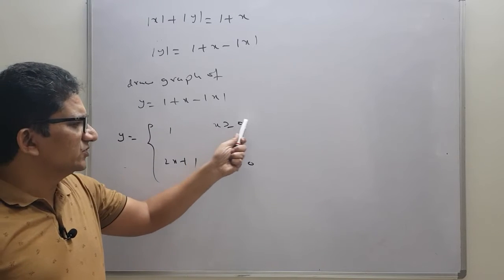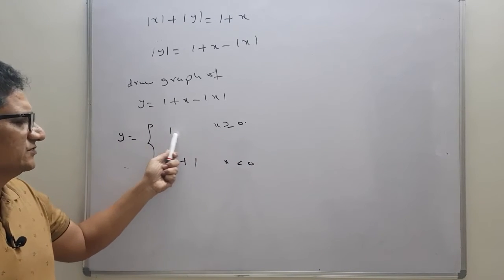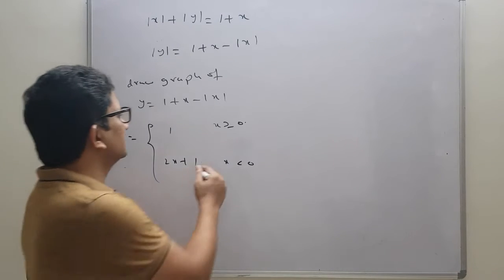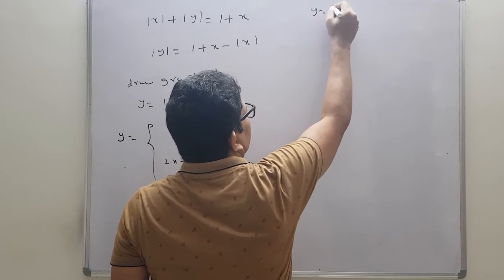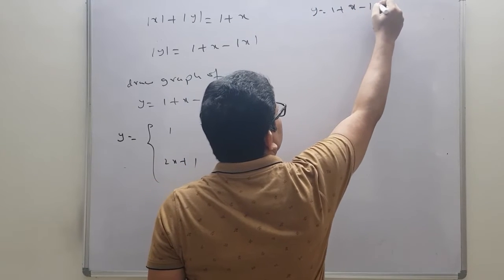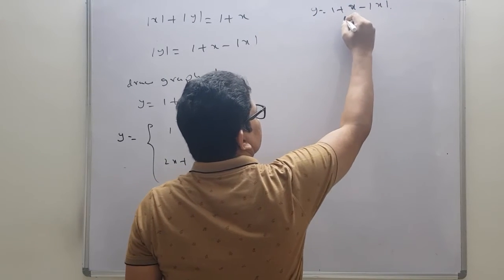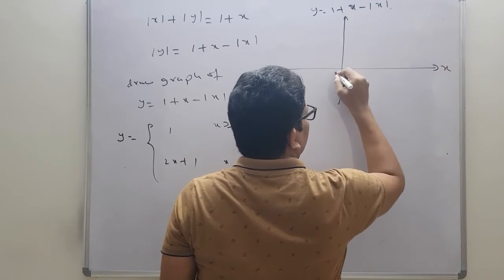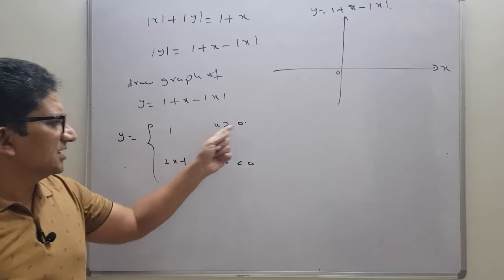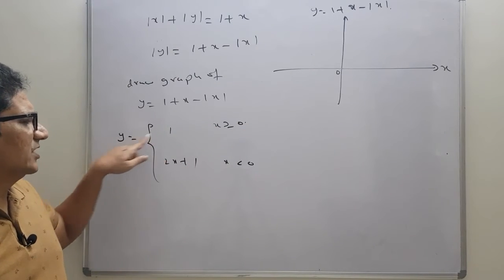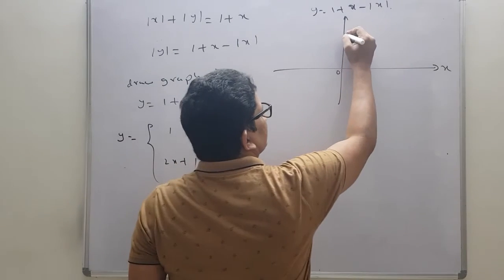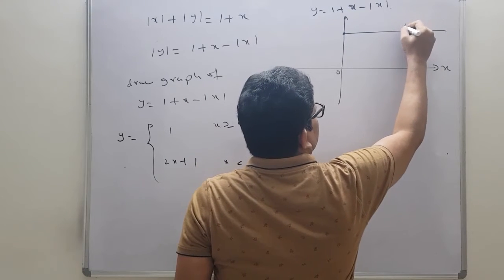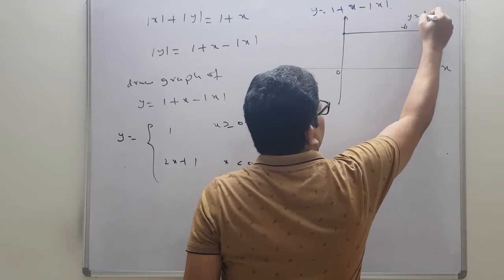See, when x is more than or equal to 0, y value is 1. When x is less than 0, it is 2x plus 1. So first we will draw this one. That is y equals to 1 plus x minus modulus of x. So this graph I am drawing here. See, when x is greater than or equal to 0, y equals to 1 is a straight line. So we will get like this. This is y equals to 1.